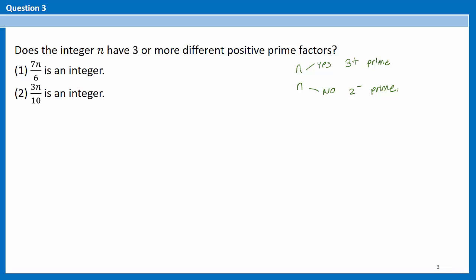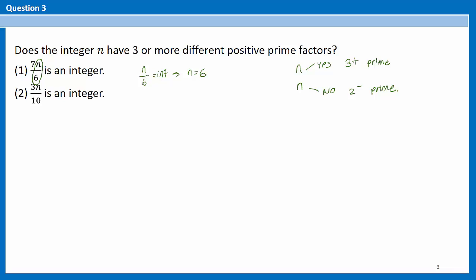Okay, so let's go with statement 1. Statement 1 says that 7 times n over 6 is an integer. Okay, now since 7 and 6 do not have any common factors, which means that they cannot be simplified any further, that means that n over 6 must be the integer. Okay, so if n over 6 is an integer, I could say that n could be 6.